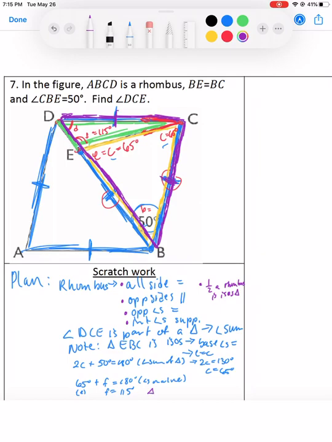So triangle DCB is isosceles. That means that D is equal to B. B is equal to D from base angles. And so now we have that D is equal to 50 degrees. And we have all three parts of our triangle here: DF and then this one right here, DCE. So because of that, we can do angle sum of triangle.